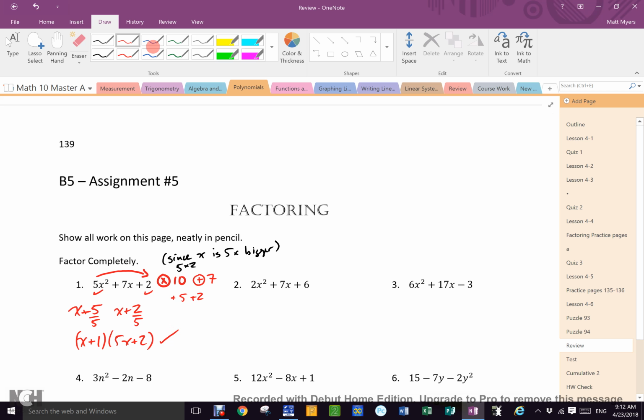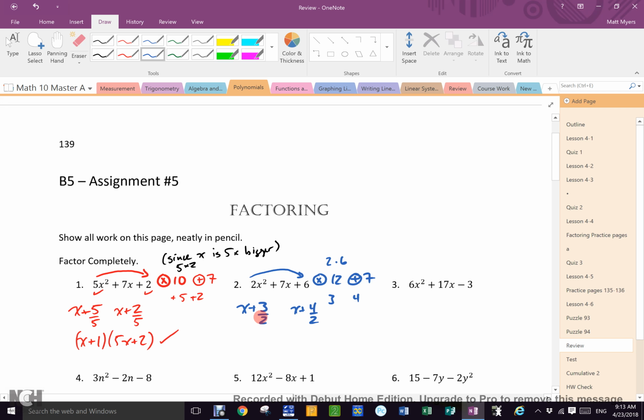The second one, I can't get rid of the 2, so I bring it over. And my thinking is, x is twice as big, so I must need to multiply to twice 6, which is 12, but I still need to add to 7. And it is, of course, 3 and 4. 3 times 4 is 12, 3 plus 4 is 7, so it is x plus 3, but not really, because I had to multiply by 2, so I better get rid of it. X plus 4, but not really. Get rid of the 2.